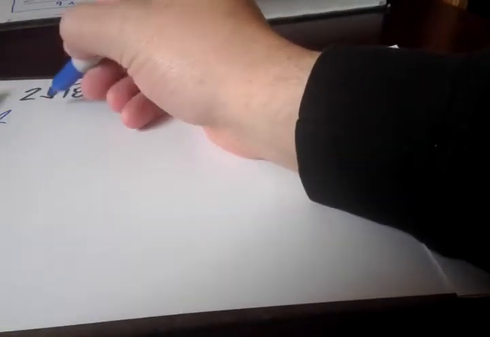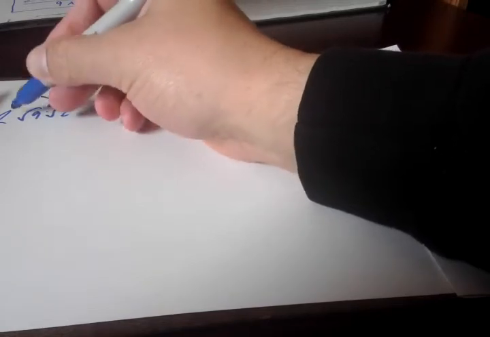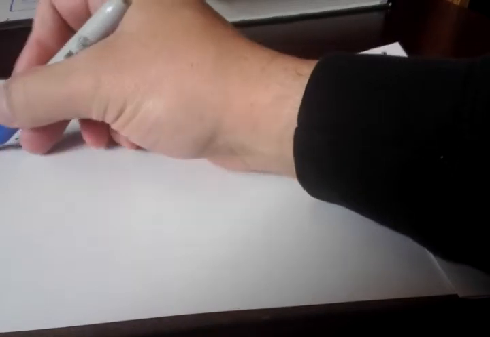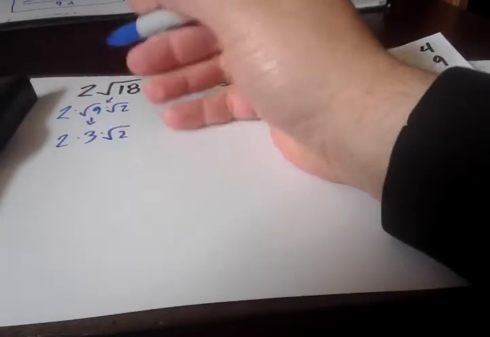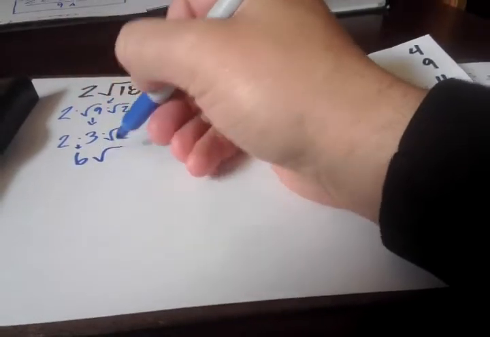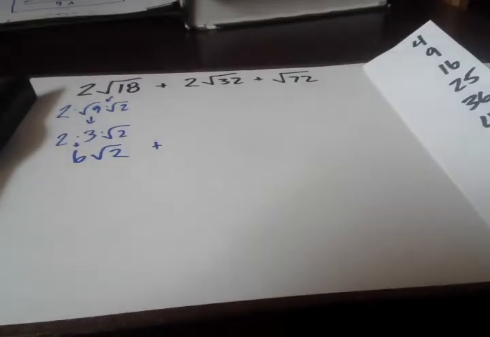So I think 9 goes into 18, so I will rewrite this as 2 radical 9 radical 2. Everything's timesing here, and we know that the square root of 9 is 3. So I got 2 times 3 times radical 2. The 3 came from the square root of 9. 2 times 3 is 6. So I got 6 radical 2. There's a plus sign there. Let's come back to the top.